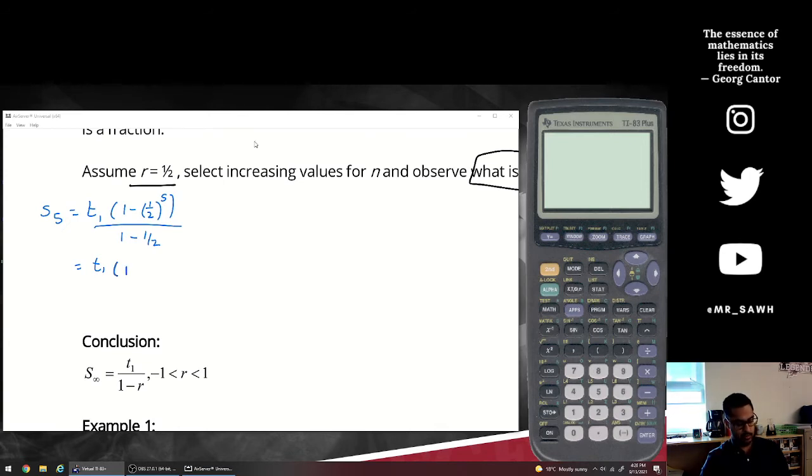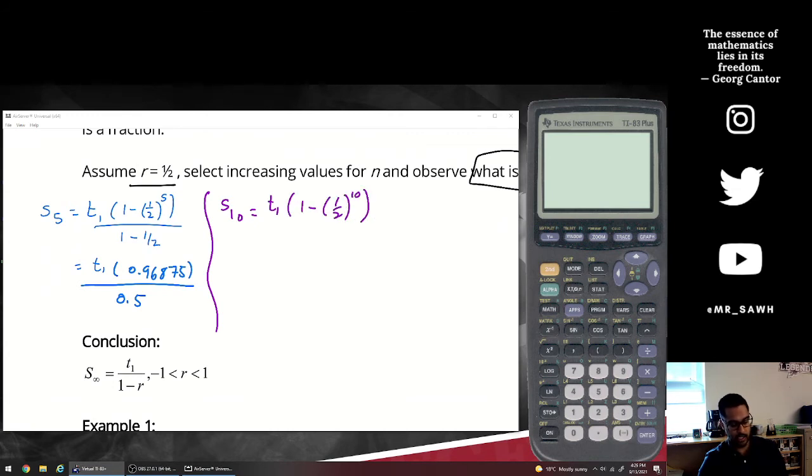1 minus, let's just put the value in. So this works out to be 0.96875. That's what the brackets work out to be, over 0.5. Okay, so there's what happens to my set of brackets. It's 0.96875. That is so close to being 1. So let's see what happens if we increase the number of terms that we look at. The sum of 10 terms instead. T1, 1 minus the ratio once again. This time our exponent's 10. So 1 minus our ratio again of 1/2. And what you'll see with the sum of 10 terms is that your set of brackets gets so much closer to 1.